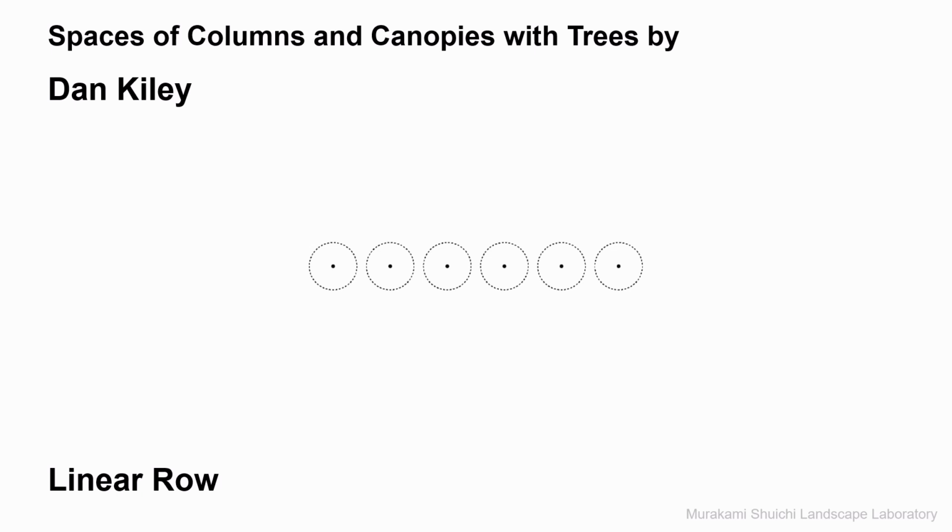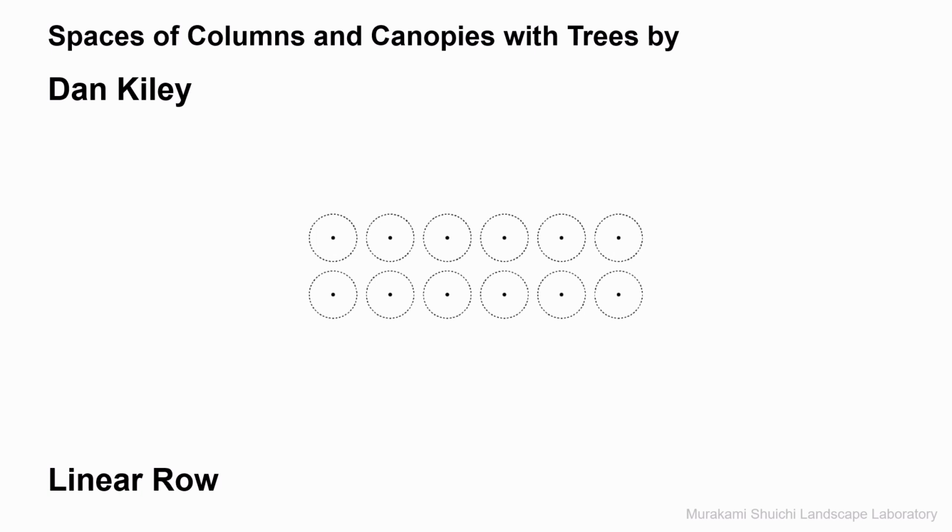First is the linear arrangement, in which tall trees are placed in a single row at regular intervals. In some cases, the spacing is so tight that the canopy nearly touches the adjacent column. Sometimes two rows are aligned to create a corridor-like space, and the spacing between the two rows may also be quite narrow. Kiley also designed compositions with 3 rows.